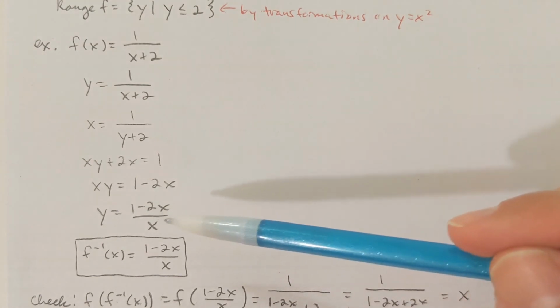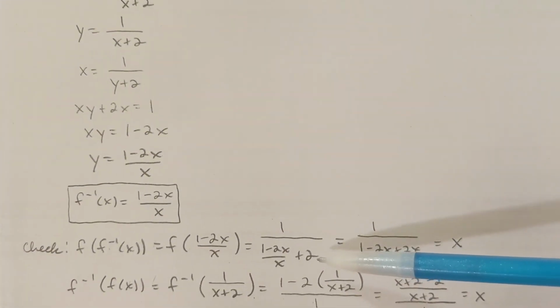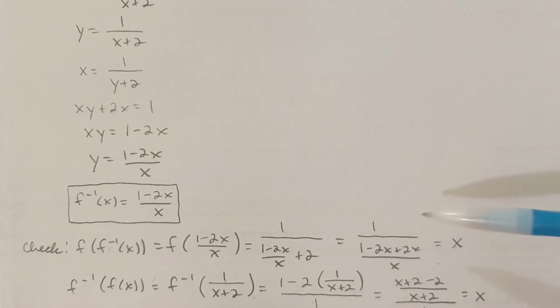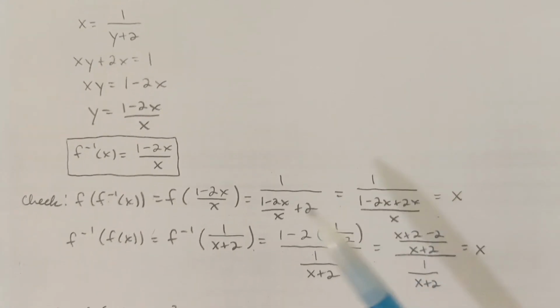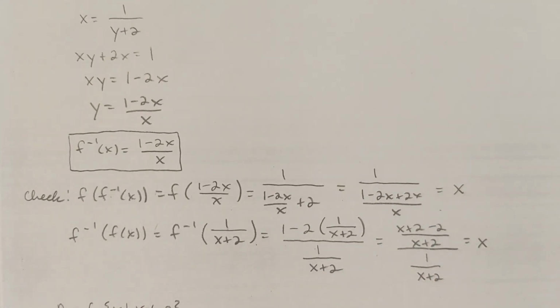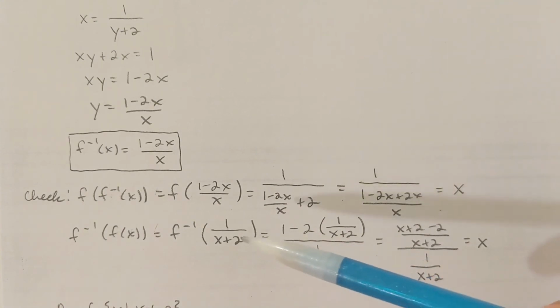So 1 over (1 minus 2x over x) plus 2. I've got that 2 is the same as 2x over x. And so 1 minus 2x plus 2x over x, negative 2x plus 2x is 0. 1 over 1 over x is the same as x. So we're all good there. Now, if we're all good there, usually it's safe to assume that f inverse of f of x is also going to be x, but I've checked that just to be sure.